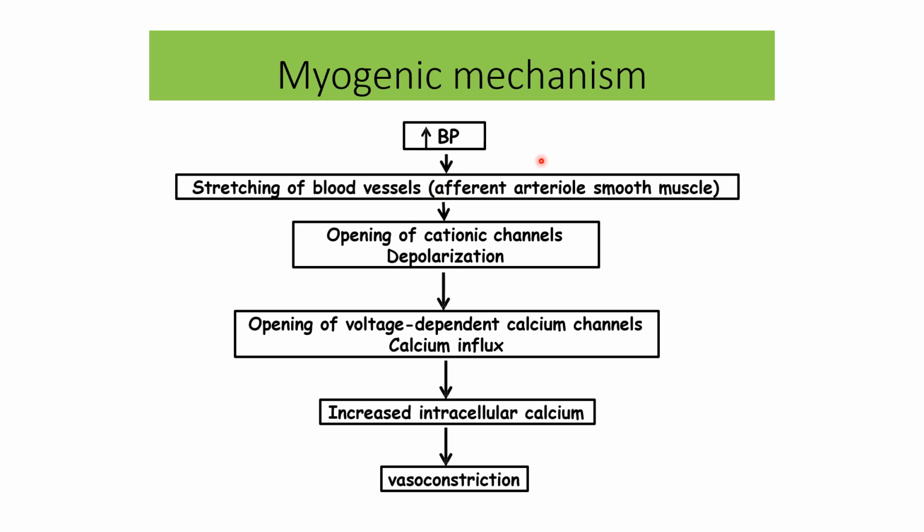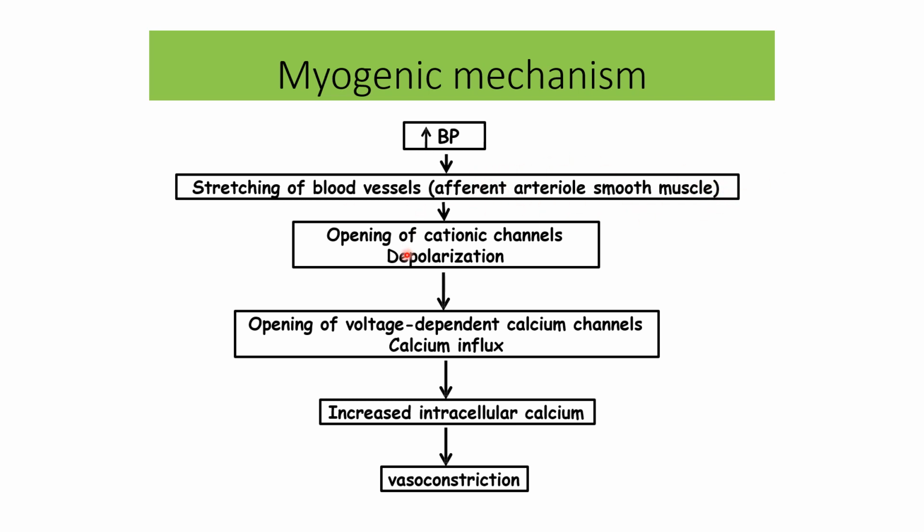And next, coming to the myogenic mechanism. Myo means muscle. So where is the muscle present in the kidney? In the blood vessels, right? When the blood pressure increases, stretching of blood vessels takes place, that is, of the afferent arteriole smooth muscle. So this is the main thing here, and that's why the name is myogenic.